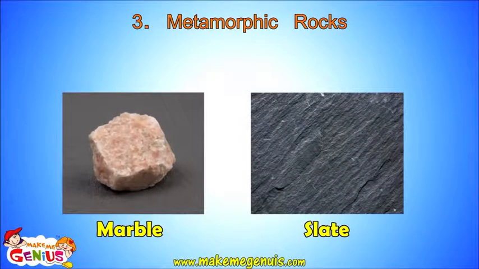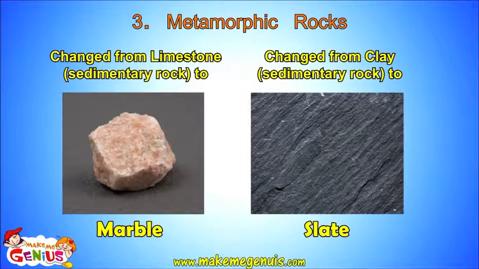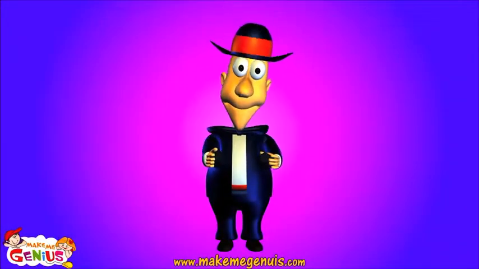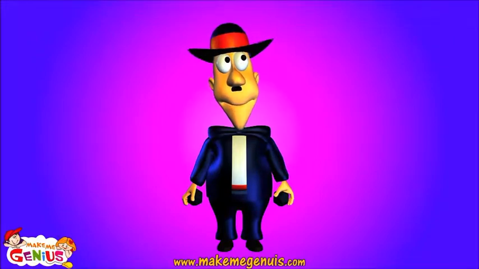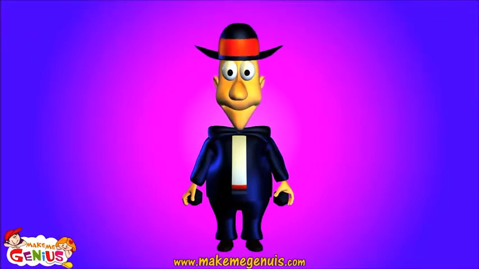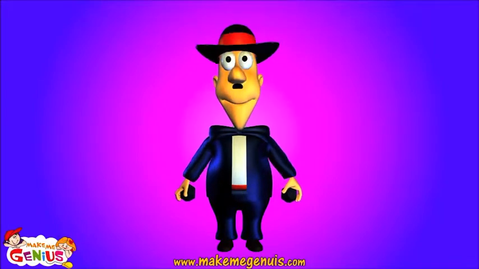Marble and slate are two types of metamorphic rocks. Marble is formed when limestone, which is a sedimentary rock, comes under a lot of pressure from above. Similarly, slate is formed when clay is changed by heat and pressure. So now you have become a rock star. For that, you need to learn one more secret. But do you want to become a rocking rock star?